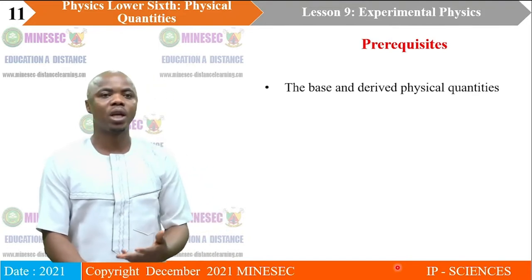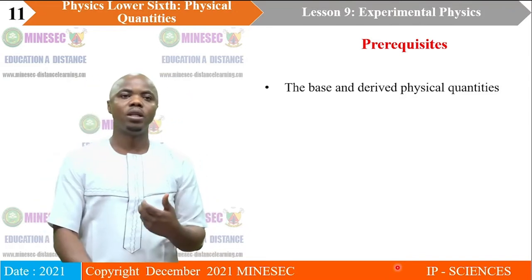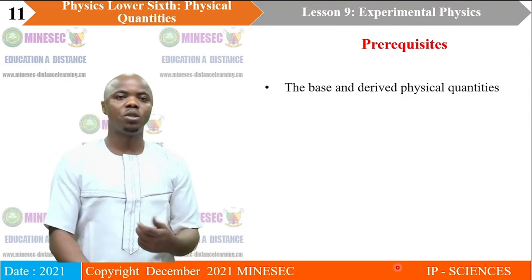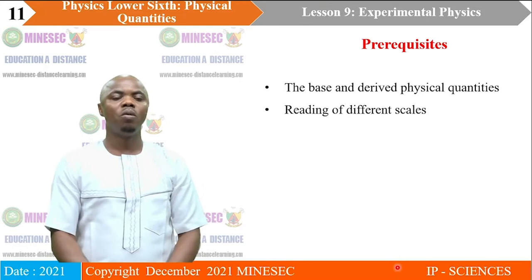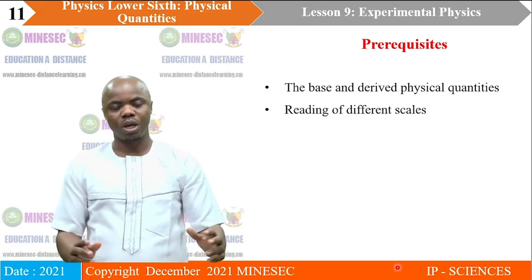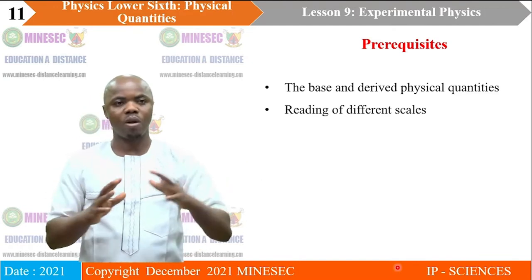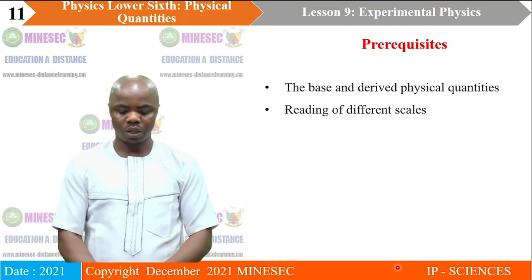Prerequisite. For you to better understand this lesson, you want to have basic knowledge of base units and derived units, base quantities and derived quantities, which were seen in the previous lessons. You want to read different scales, like a scale on a metal rule and a scale on a thermometer.